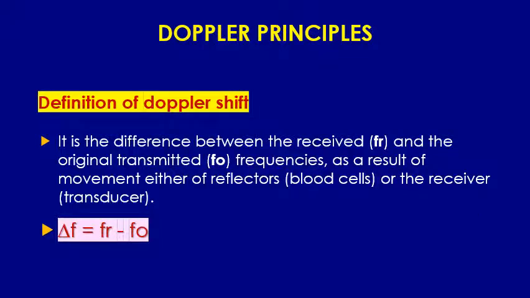So, what is the definition of this Doppler shift? Doppler shift is the difference between two frequencies: the frequency that's received, which is coming back from the red blood cells and being received by the transducer, and the original frequency that's been transmitted originally, and we call this FO. So FR minus FO. As a result, we have a formula here. Doppler shift equals FR, the received frequency, minus FO, the original frequency, which is the operating frequency of the transducer.